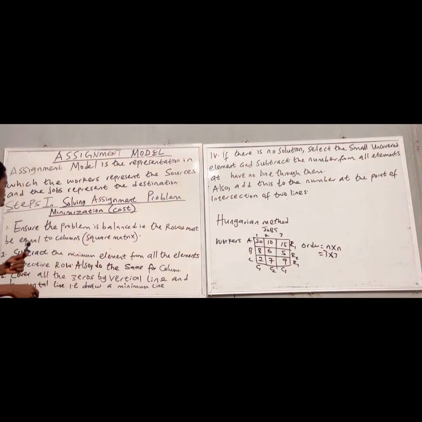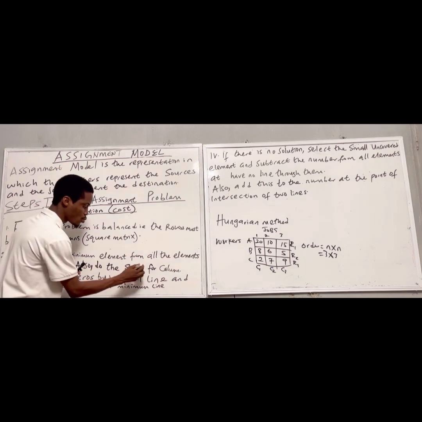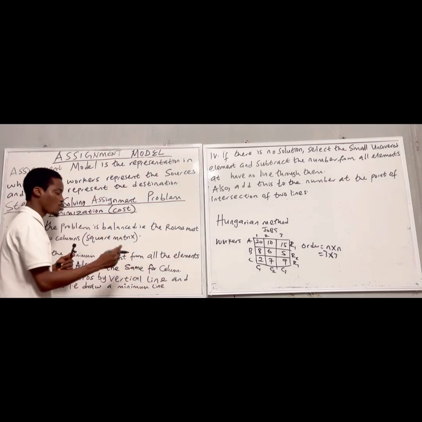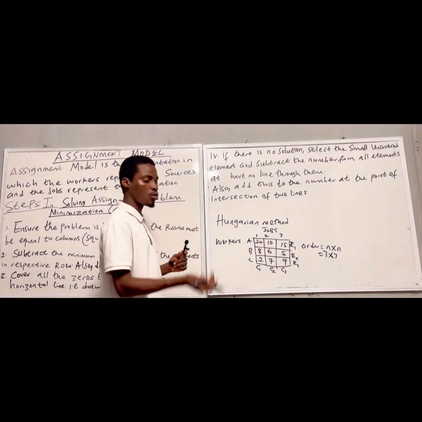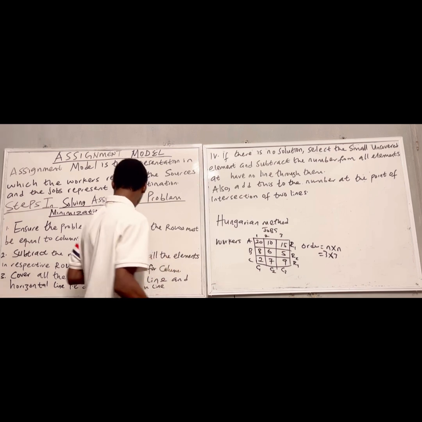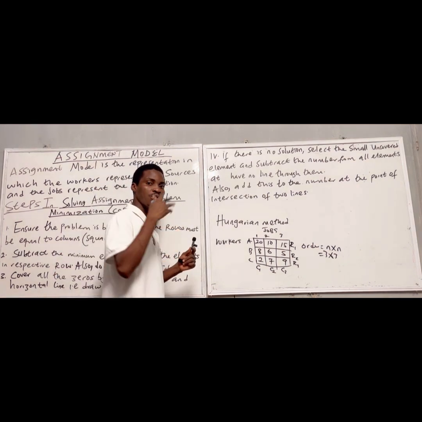The next step is to subtract the minimum element from all the elements in the respective row. Also do the same for the columns. So you have to reduce the elements of the rows and the elements of the columns, that is, in the respective rows and columns.